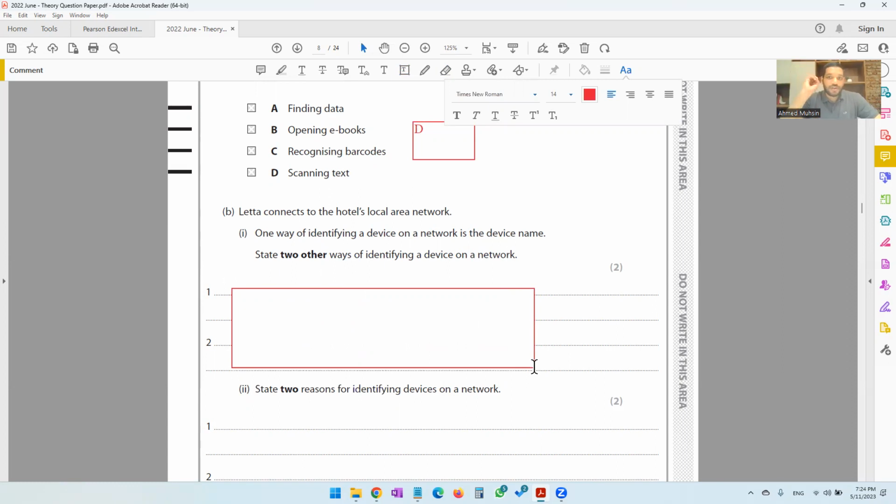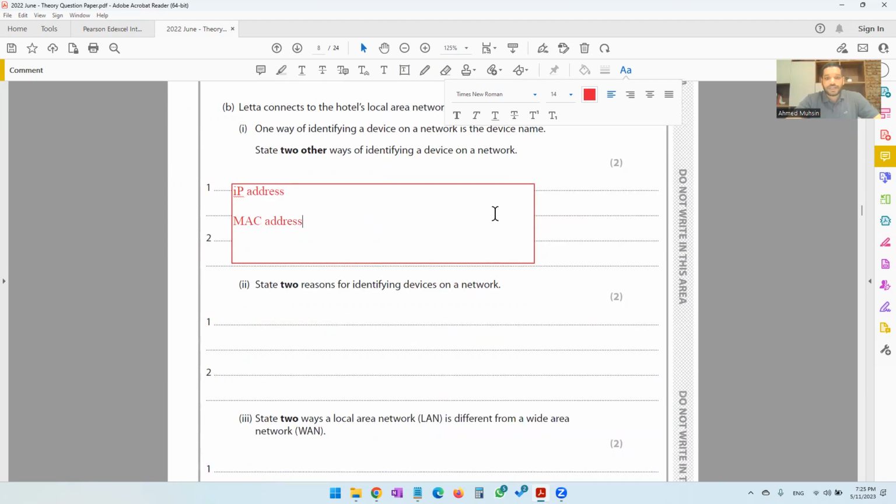And the third is your MAC address. Every device comes with a unique MAC address. Every device has something called a network interface card. This network interface card has a serial number. This serial number is basically your MAC address. So 2 other ways, you can either say IP address, and the next option is MAC address.